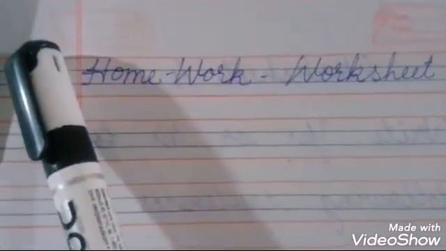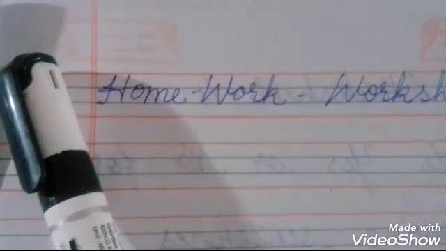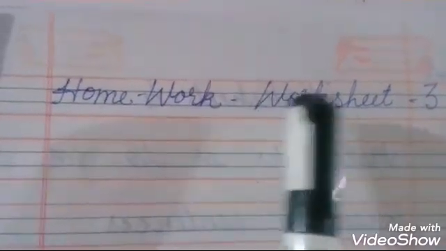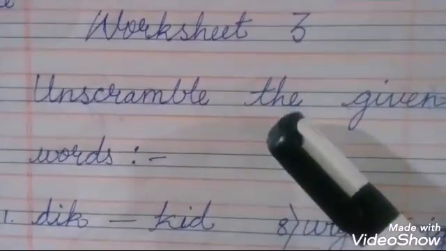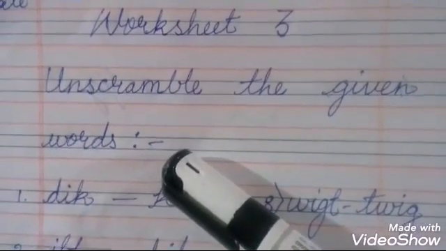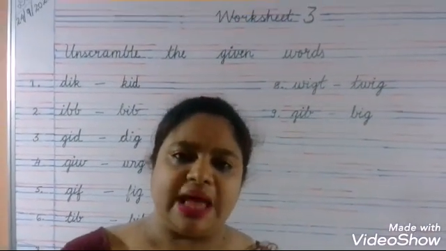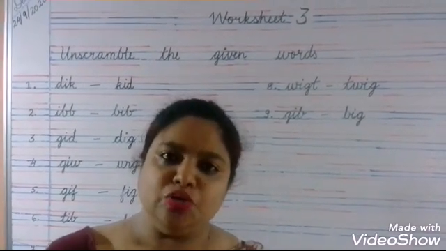Left side of the margin at the top, you're going to mention the date, in whichever date you are doing the work. And you're going to do worksheet 3. What we are having in worksheet 3? In worksheet 3, we are having unscramble the given words. So children, you're going to do worksheet 2 and worksheet 3 in your English 2 CAT notebook.